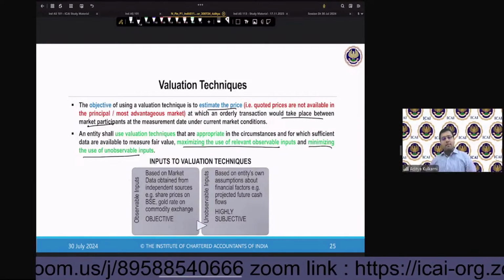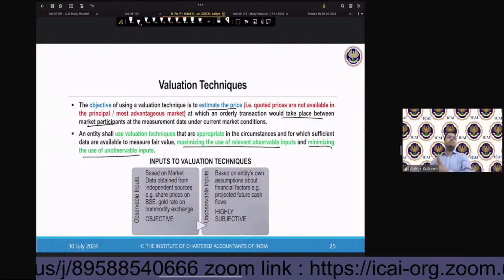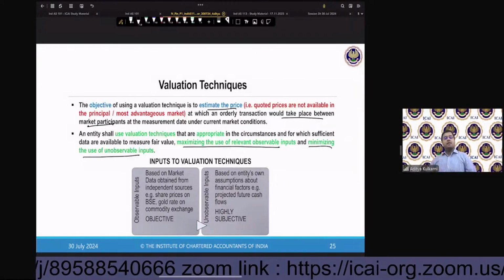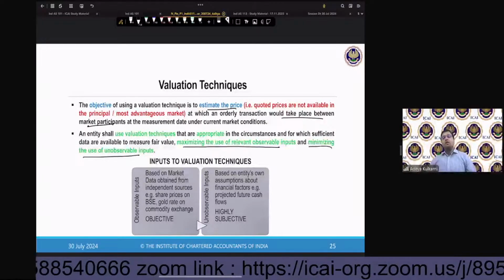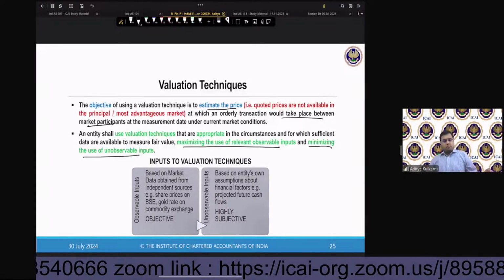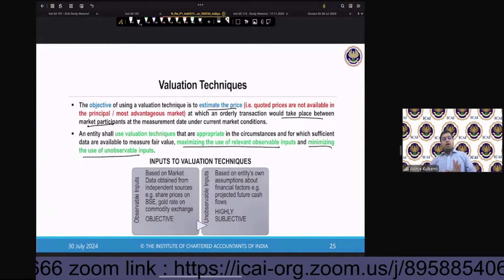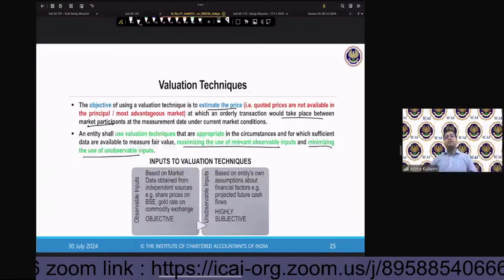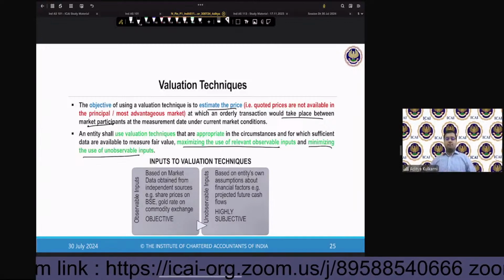First one is observable, second one is unobservable. So when we talk about observable inputs, these are the inputs which I can see and implement straight away to my particular case. Unobservable inputs means they are your estimates, they are your assumptions. And therefore, a valuation technique makes use of both these inputs, observable as well as unobservable.